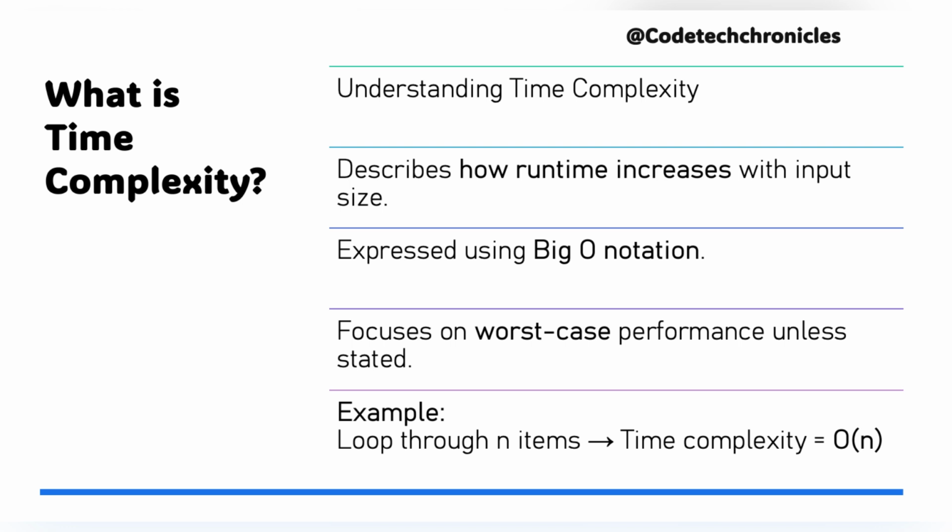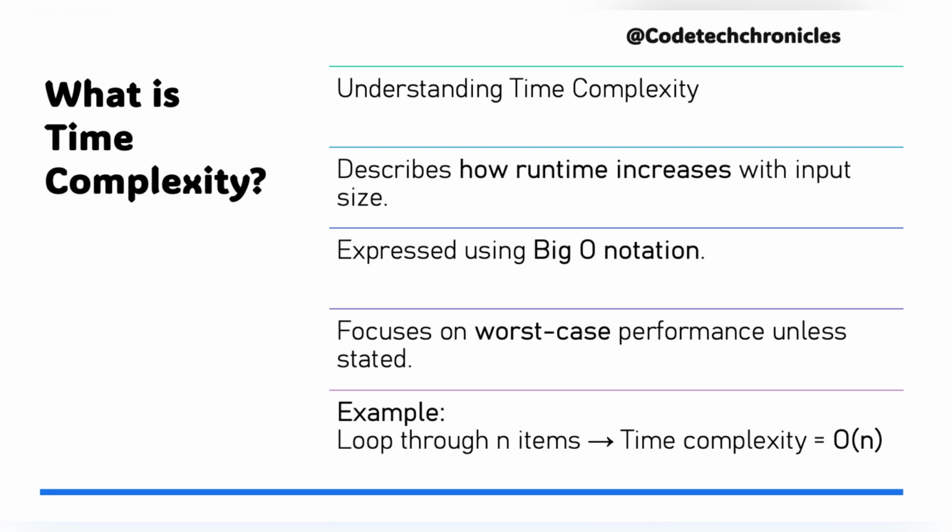Now imagine you have two loops, one inside the other, both looping through the same list. For each element in the outer loop, the inner loop also runs n times. That means the total number of operations is n times n, or n squared. So the time complexity is O(n²). This is called quadratic time, and it can get slow really fast as your input grows.